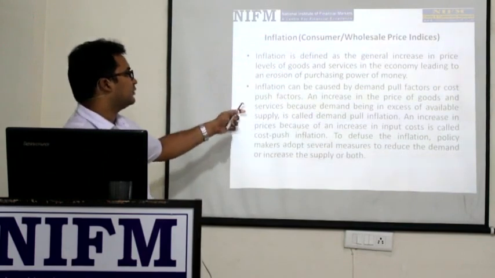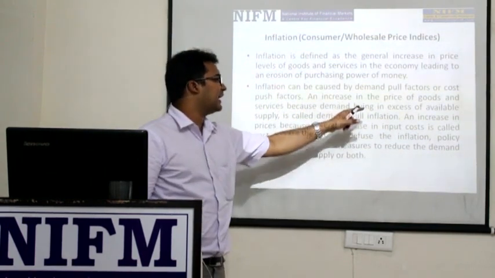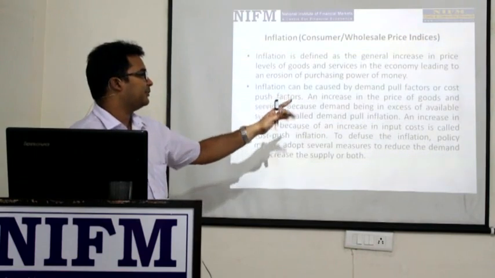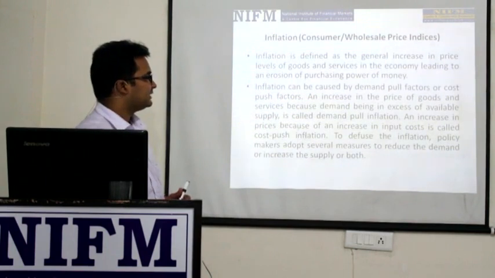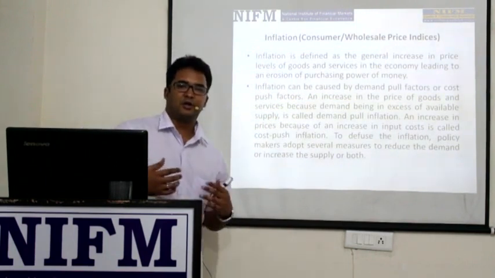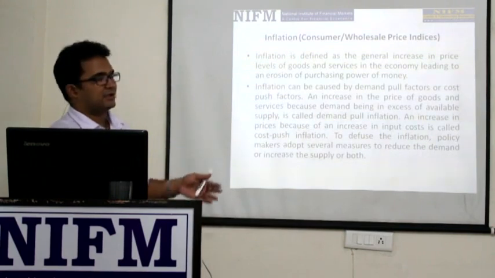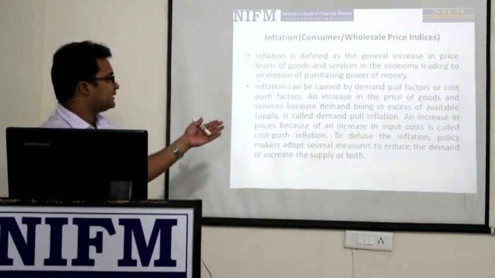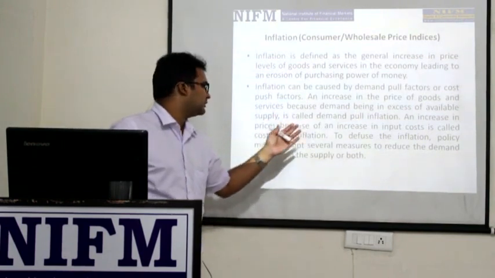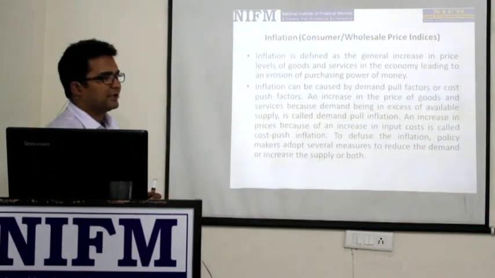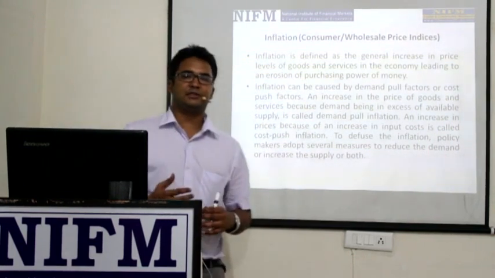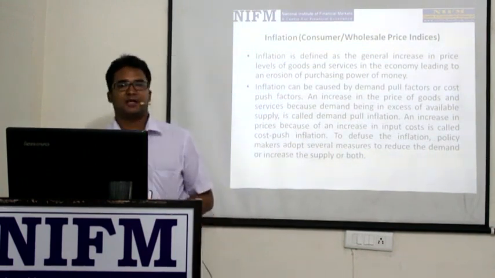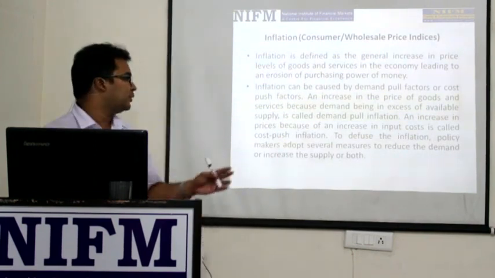An increase in the price of goods and services because demand is in excess of available supply is called demand pull factor. This means if the demand is increased and there is not enough supply for that particular good, that is a demand pull factor. And then the increase in price because of an increase in input cost is called the cost push inflation factor. So there might be a scenario that a particular product has some raw materials going into the finished product, and hence the raw material cost has increased, and this will increase further the product's price. That would be the cost push inflation.